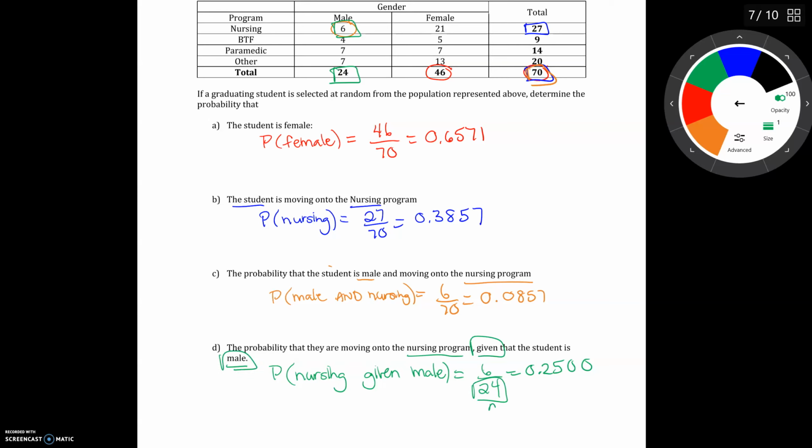So again, what changed here is that we've restricted the population and we only consider the male student data in the chart. Okay. And again, the word that tipped us off there is that there was some restriction, that there was some limitation given in the question.